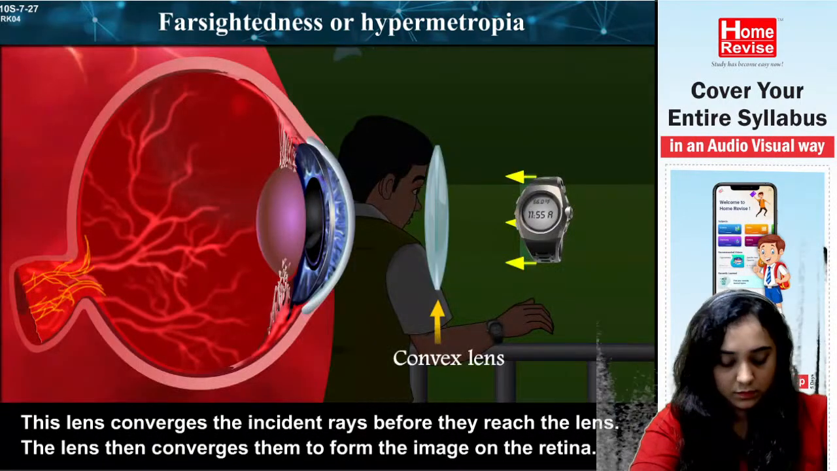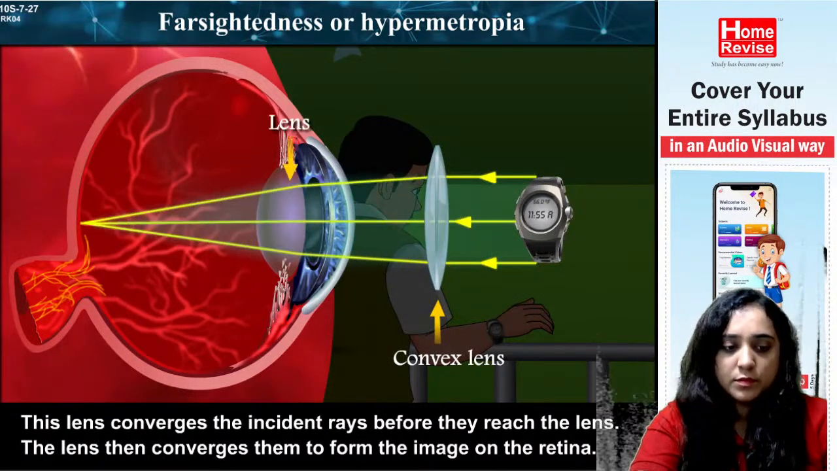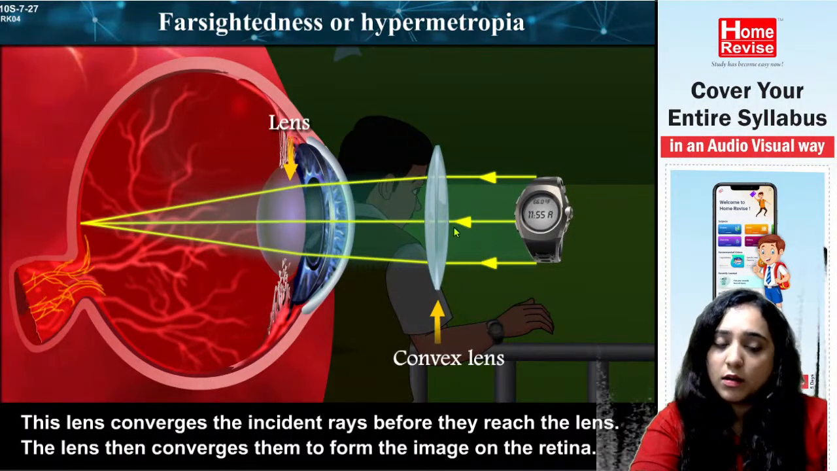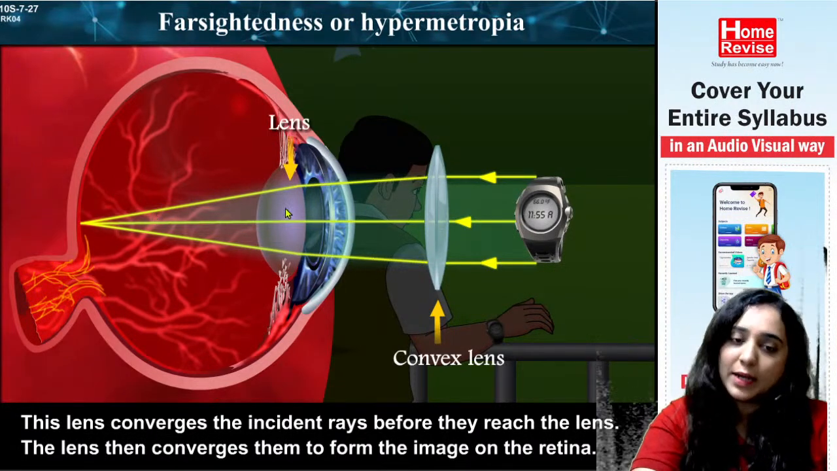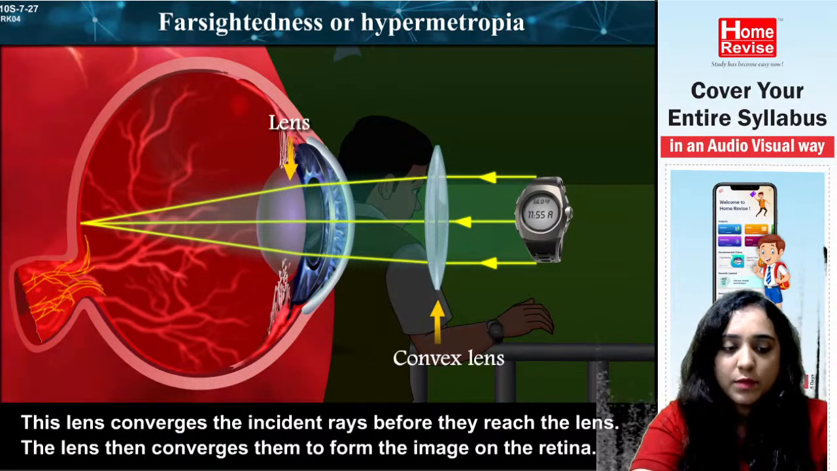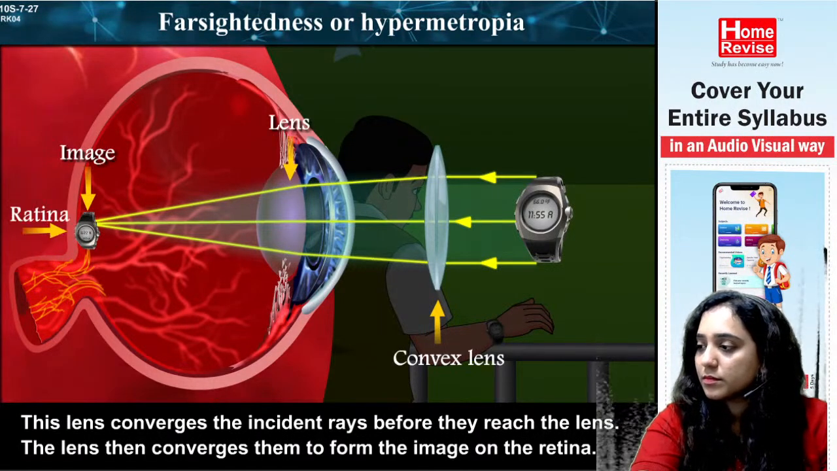This lens converges the incident rays before they reach the eye lens. There we were using a concave lens for diverging and then focusing, but here we are already converging it, so that further ahead it will be properly focused. It converges them to form the image on the retina.